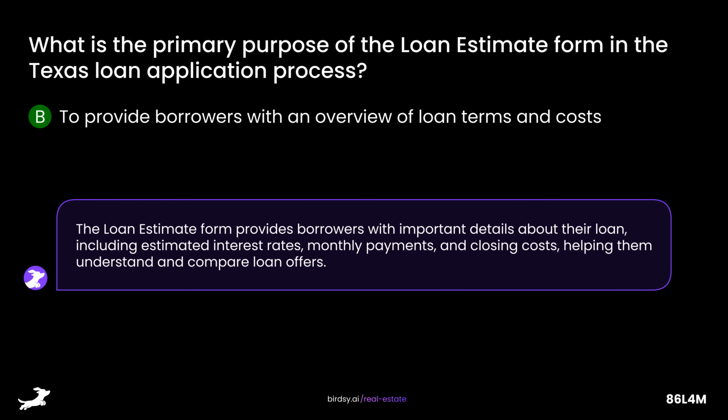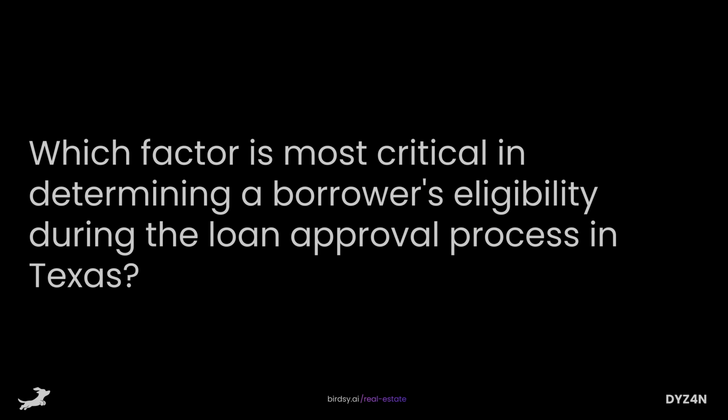The loan estimate form provides borrowers with important details about their loan, including estimated interest rates, monthly payments, and closing costs, helping them understand and compare loan offers. Which factor is most critical in determining a borrower's eligibility during the loan approval process in Texas?